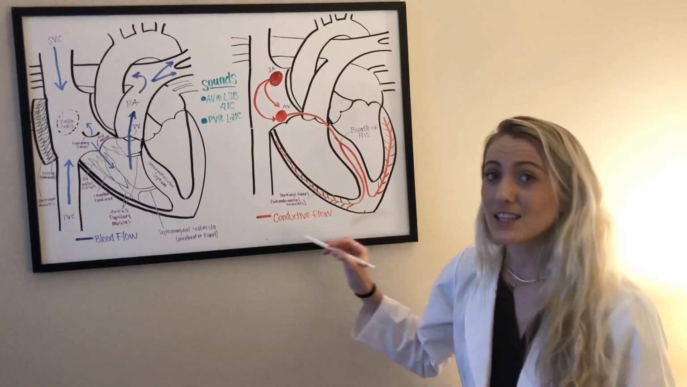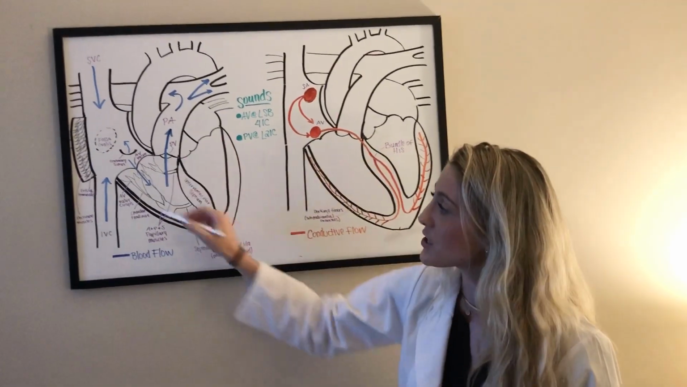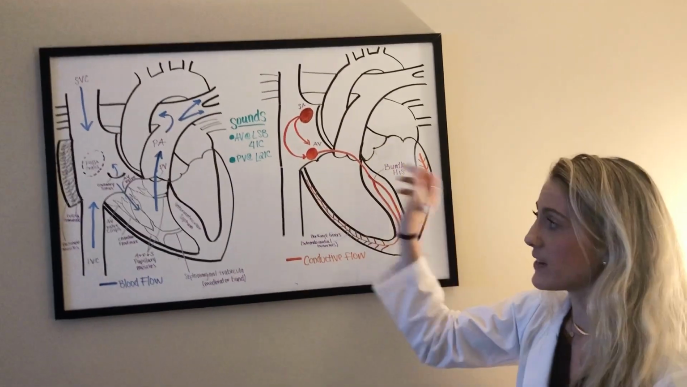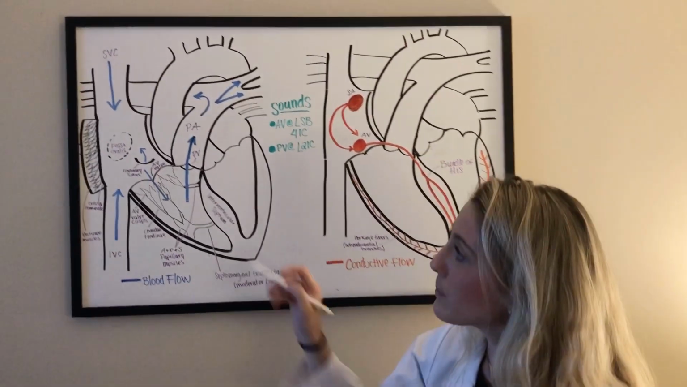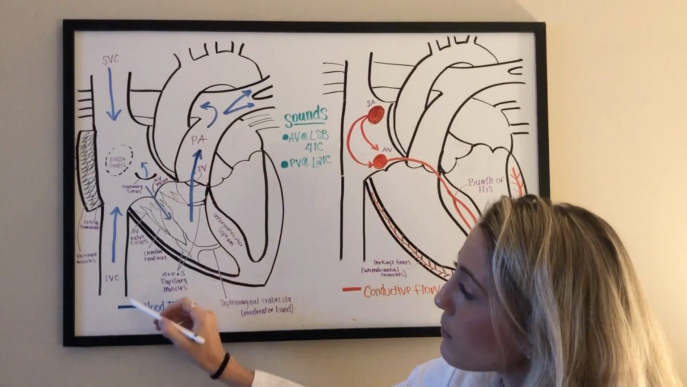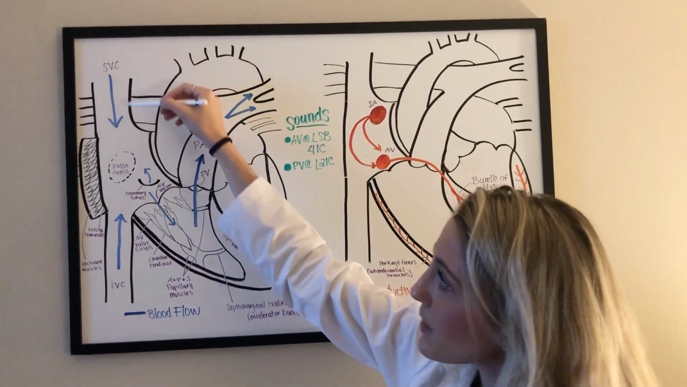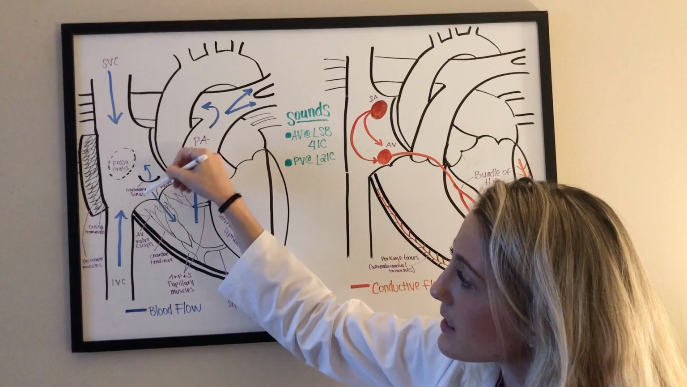Here we are going to discuss the right side of the heart, its structures, the blood flow, and conductivity. Deoxygenated blood enters the right atrium through the inferior vena cava, the superior vena cava, and the coronary sinus.